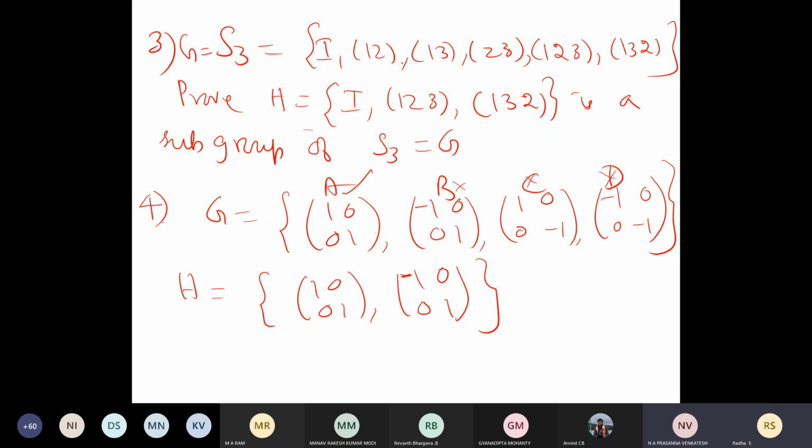Is there a Klein's 4-group here? No, not possible. For that you have to go to S5. That is not needed for you. Okay, H equal to {[[1,0],[0,1]], [[-1,0],[0,-1]]}. This is a subgroup of G.